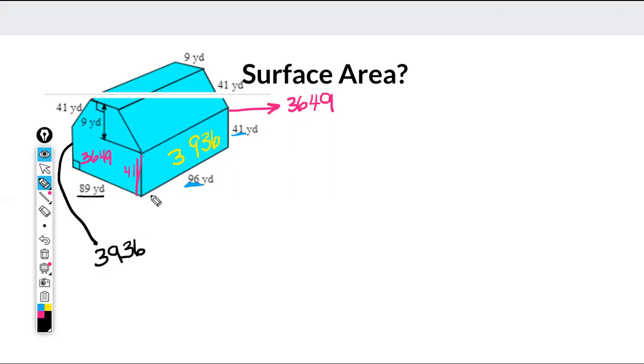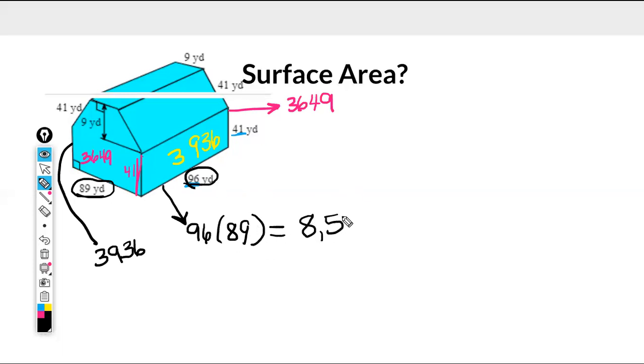Let's think about the bottom of the figure. The bottom would be this 96 times this 89. You got to be careful and visualize like a Kleenex box or something, because the 41 is going to be the height of the figure. We don't want to mistake that with the bottom. So for that one, we're going to go 96 times 89. That's going to be 8,544. Okay, so we have everything around.